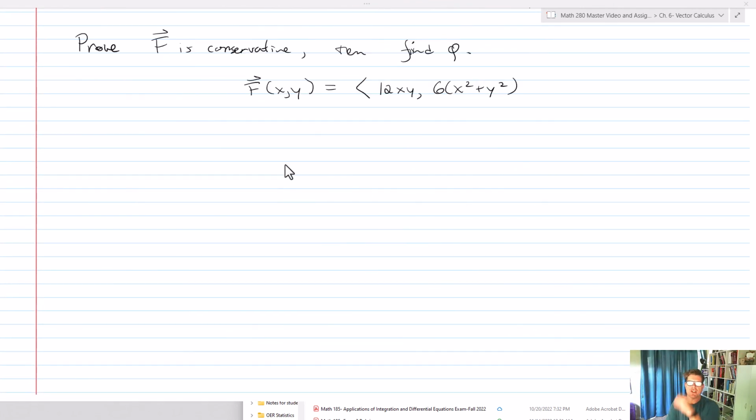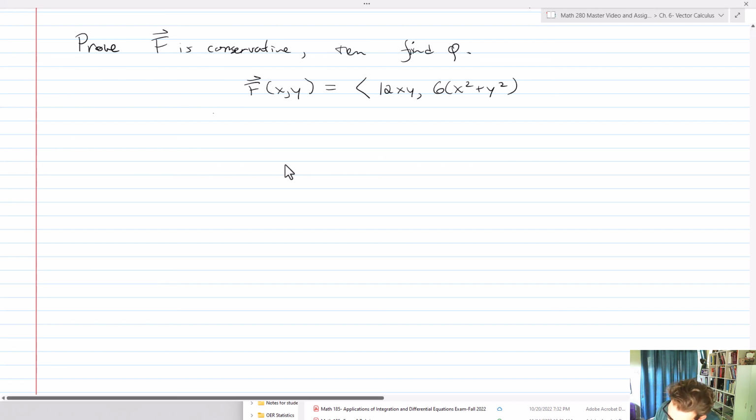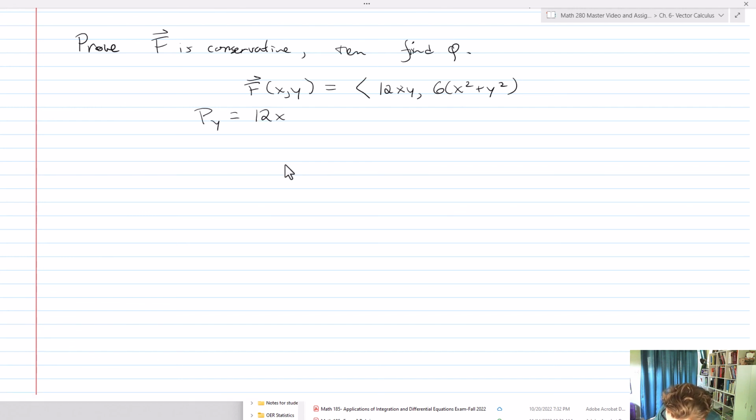Let's now prove that f is conservative, and then we're going to find phi. So let's say, for example, we got f of x, y is equal to 12xy and 6x squared plus 6y squared. Essentially, that's it. So we're first going to prove that, this is p, so p of y is going to equal 12x, and q of x is going to equal 6 times 2x, which equals 12x. Okay? So consequently, the two of them are the same. p y equals q x. We need those two to equal each other, so f is conservative.